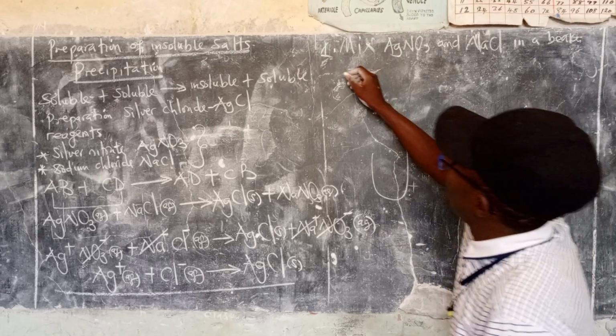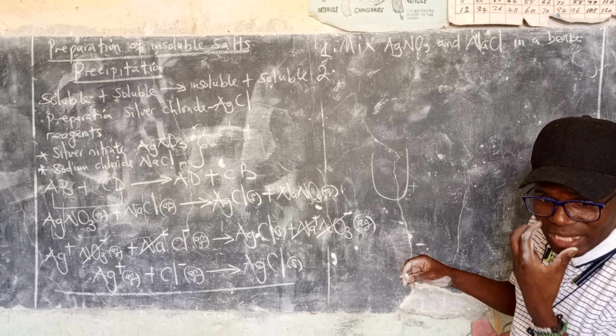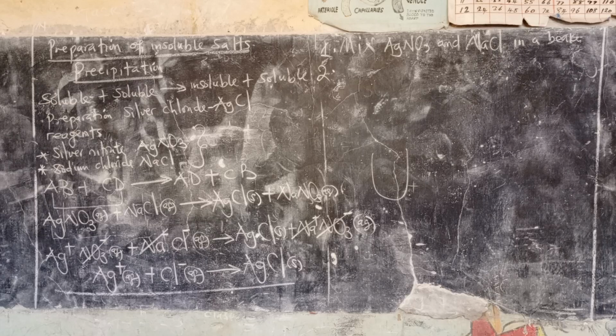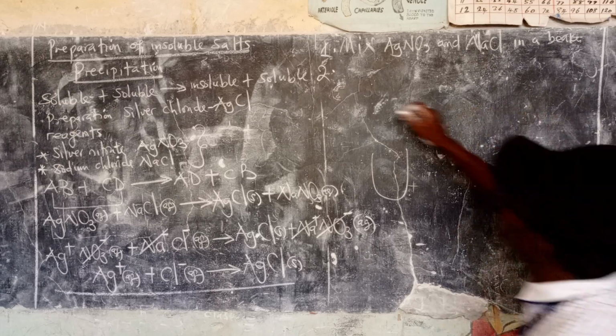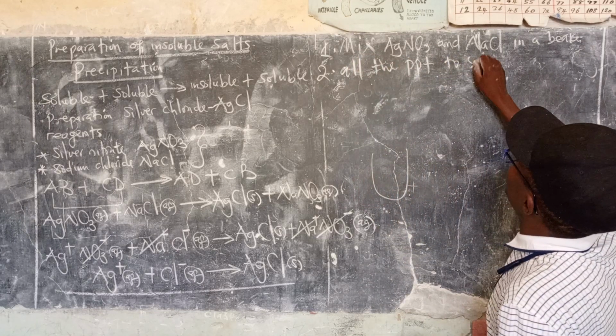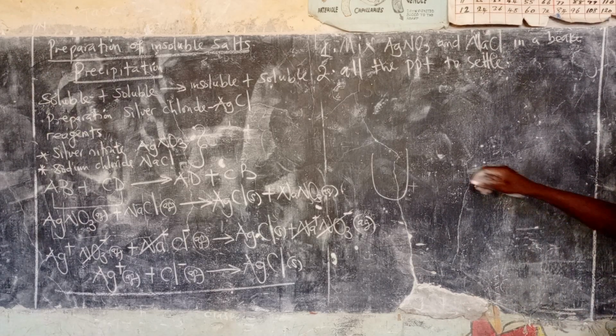Then what do you do? Step 2, allow the precipitate to settle. So allow the PPT to settle. After settling, what do they say? Filter. Very good.